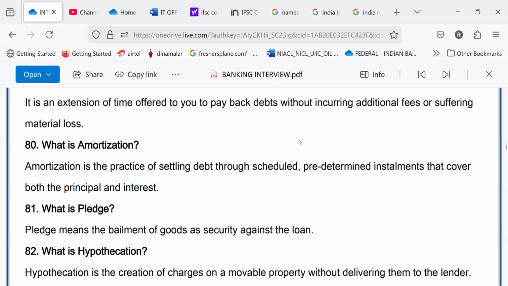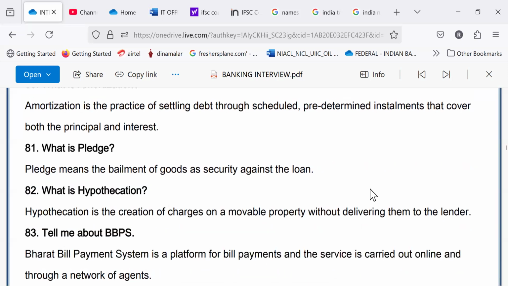Continue. What is amortization? Amortization is the practice of settling debt through scheduled predetermined installments that cover both the principal and interest. Please read that again to understand. Amortization is the practice of settling debt through scheduled predetermined installments that cover both the principal and interest.